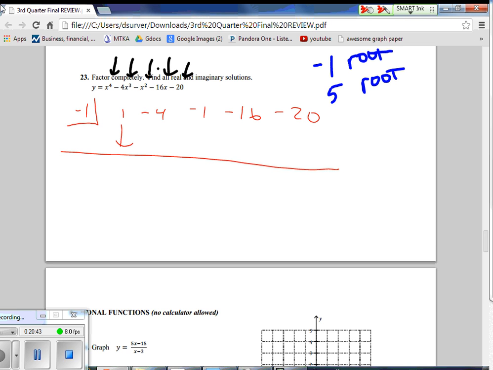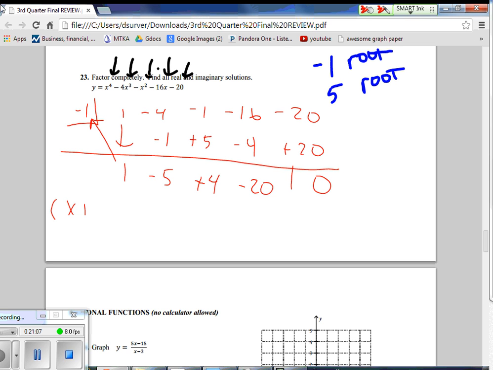It's kind of cool. 1 drops down, -1. That was a multiply this to this. Now I'm adding these, -5, multiplying those, +5, adding those, +4, multiplying those, -4, adding those, -20, multiplying those, +20. It worked. Now here's where a lot of kids screw up.